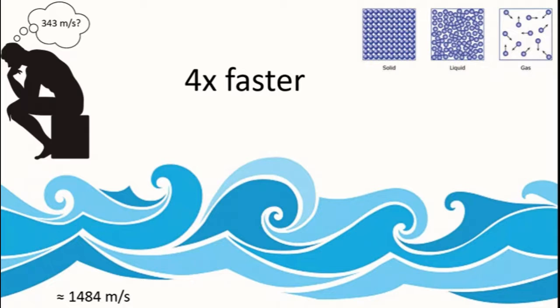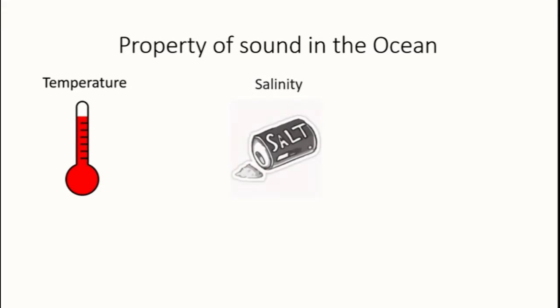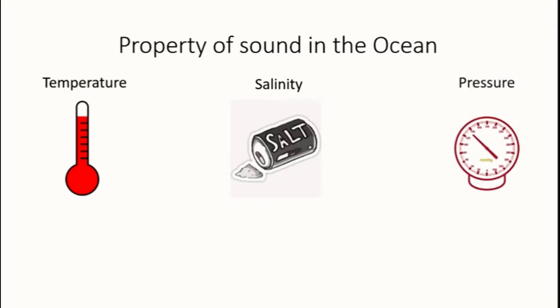But what dictates the speed of sound? In the atmosphere, you might recall that the speed of sound in the air is dependent on the pressure, or the atmospheric pressure. In the ocean, it is controlled by 3 main factors: temperature, how hot or cold the water is; salinity, how fresh or salty the water is; and pressure. But since pressure increases linearly in the water, this can also be denoted as depth.